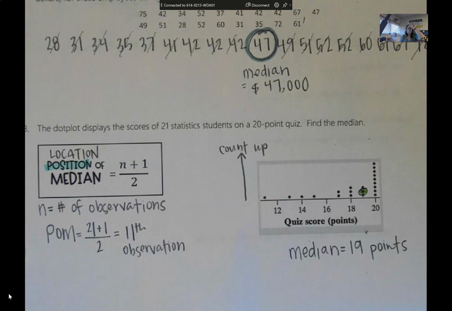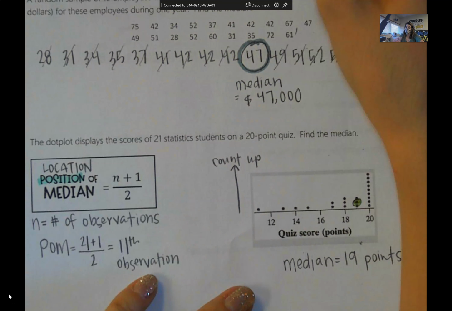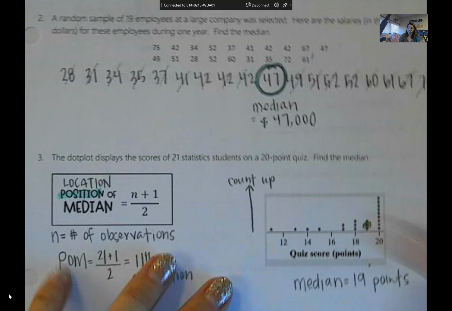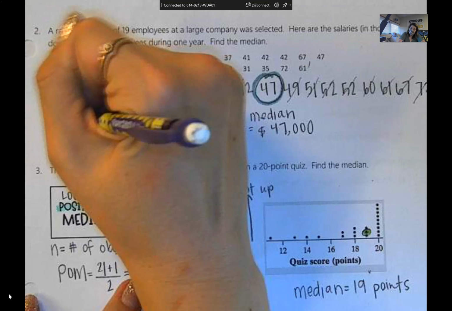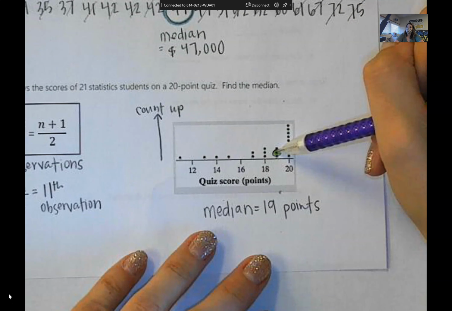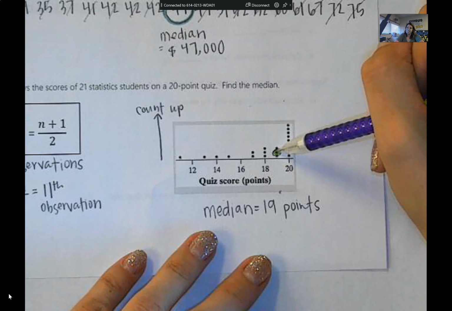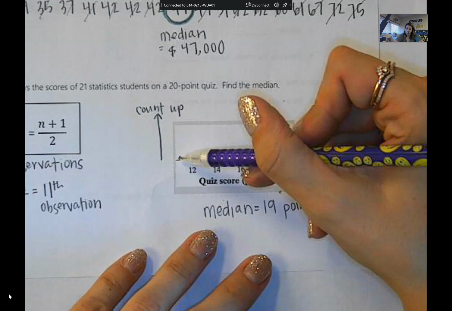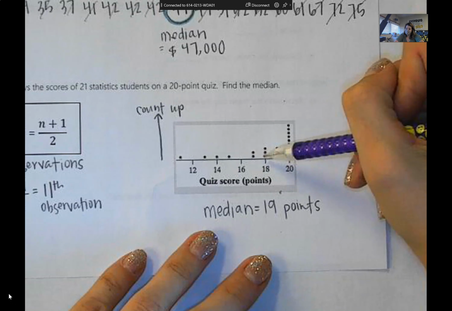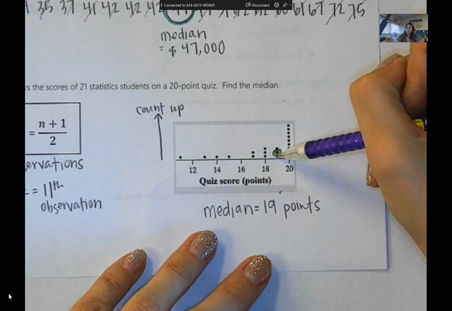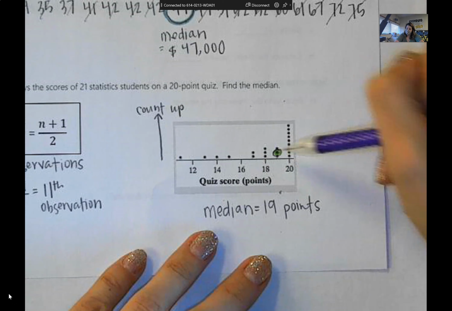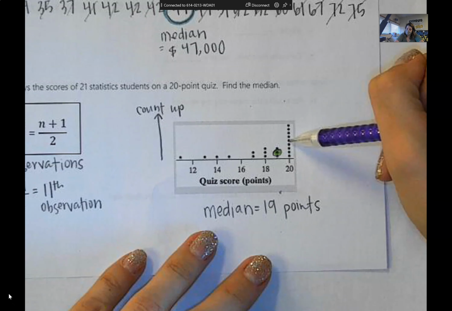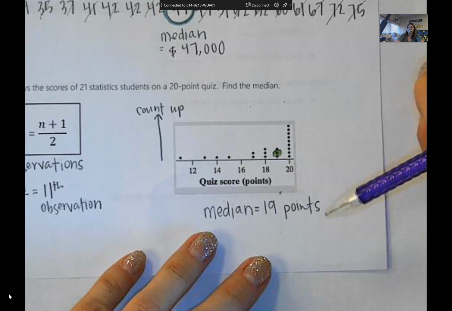Okay, so let's verify this whole position thing worked for our other data sets just to make sure. So position of the median, I forgot to do one thing. I want to verify that this is the middle, so I'm just going to count the dots really quick. 1, 2, 3, 4, 5, 6, 7, 8, 9, 10 are to the left. 1, 2, 3, 4, 5, 6, 7, 8, 9, 10 are to the right.